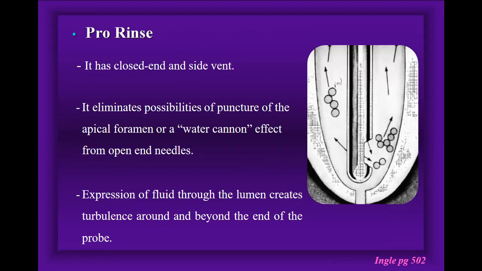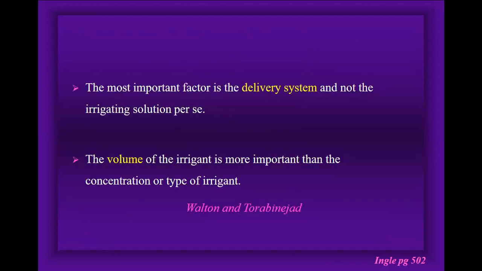Pro-Rinse has a closed end and is side-vented, which eliminates the possibility of puncture of the apical foramen or a water cannon effect from open-end needles. Expression of the fluid through the lumen creates turbulence around and beyond the end of the flow.